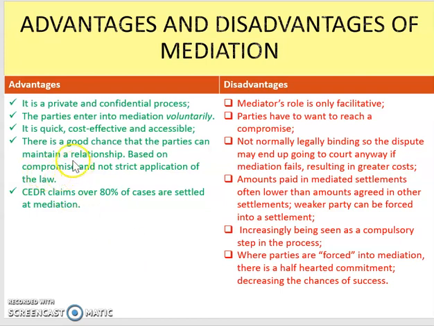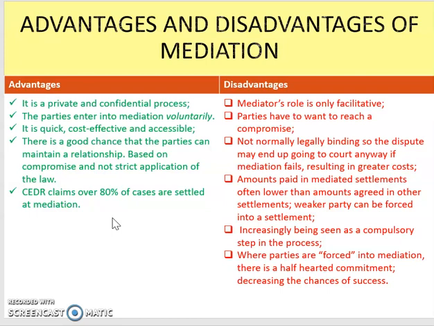And it's based on compromise. So each side, hopefully, will get something that they want, and it's not based on a strict application of the law. And we've got a statistic here that over 80% of cases are settled at mediation. So that suggests it is a very effective method.